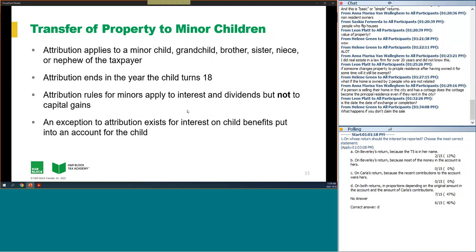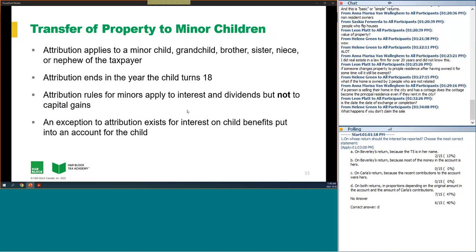Child, grandchild, brother, sister, niece, or nephew, and they're under 18, if you give them money or you give them assets, mostly we're talking about assets here, then the income from that will be attributed back to you if it's interest and dividends, but it will not be attributed back to you if it's capital gains. Okay, so interest and dividends, yes. Capital gains, no.